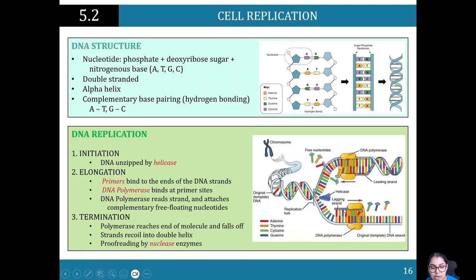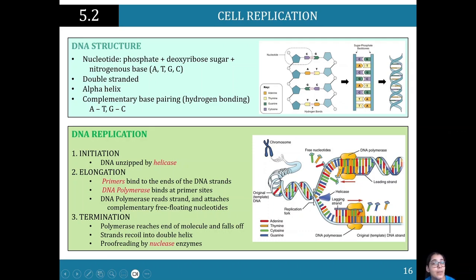And what happens is, because of this, sometimes there can be gaps in between, and we call each fragment that has been replicated an Okazaki fragment, and that Okazaki fragment at the end is joined by another enzyme called DNA ligase. And so that is part of this whole process.